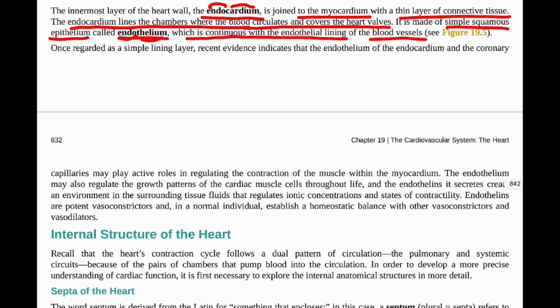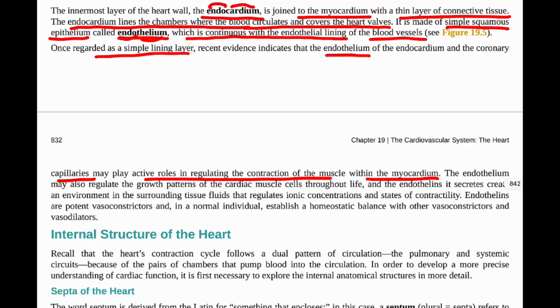So once regarded as a simple lining layer, recent evidence indicates that the endothelium of the endocardium and the coronary capillaries may play active roles in regulating the contraction of the muscle within the myocardium. So they're looking at this endocardium not just as a thin layer that's kind of slippery and smooth to allow blood flow. They're looking at it as actually playing a role in the contraction of the larger layer, the myocardium.